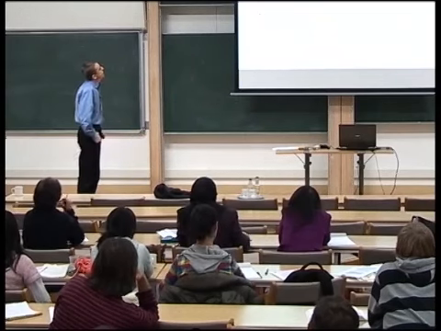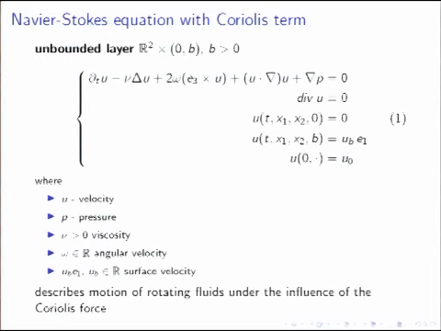Okay, so this is the equation I will be talking about. We are looking at an unbounded layer of this type, so R2, which is called the horizontal direction, times some finite interval in the vertical direction, and B is the height of the layer. And we are looking at the following equation on this state space. This is the usual Navier-Stokes equation. P is the pressure, U is the velocity field of the fluid we are interested in. This is the convection term, this is the Laplacian.